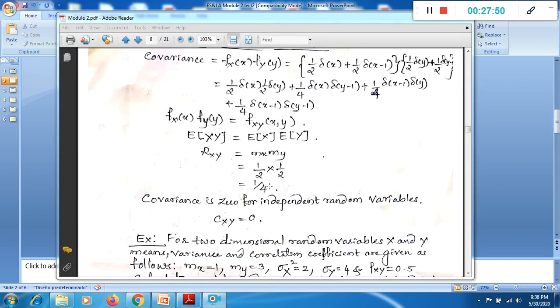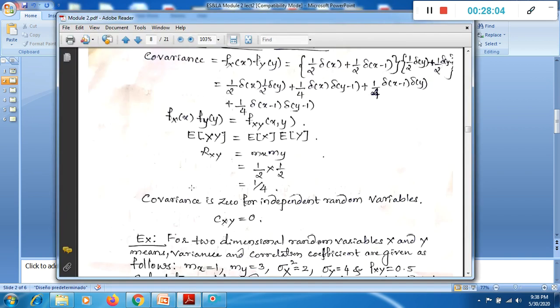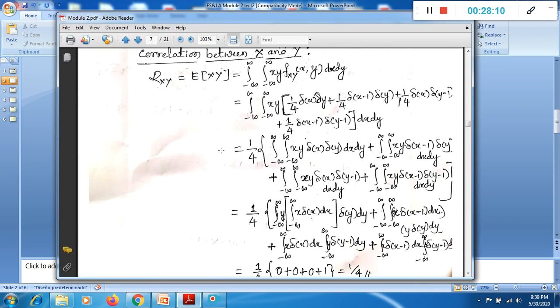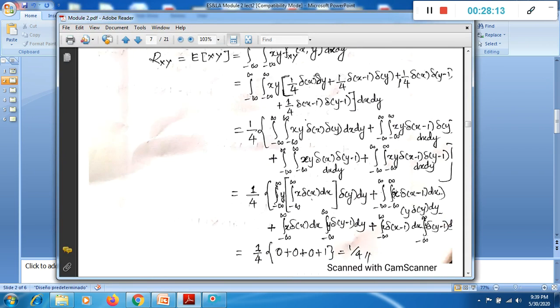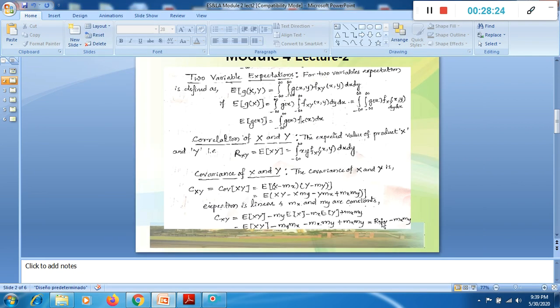When we substitute in the equation, c of xy is equal to r of xy minus mx my. So c of xy, the covariance we are supposed to find, is equal to r of xy, and in this problem r of xy is nothing but e of xy. The e of xy has already been found, it is equal to 1 by 4. So 1 by 4 minus mx my, which is 1 by 4, since they are 1 by 2 and 1 by 2, which makes it 0.